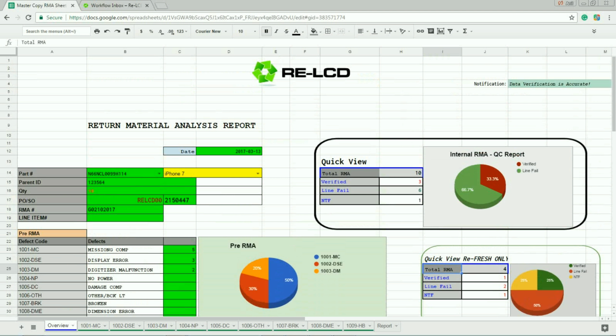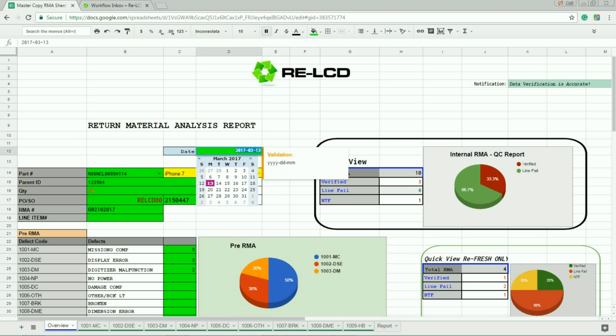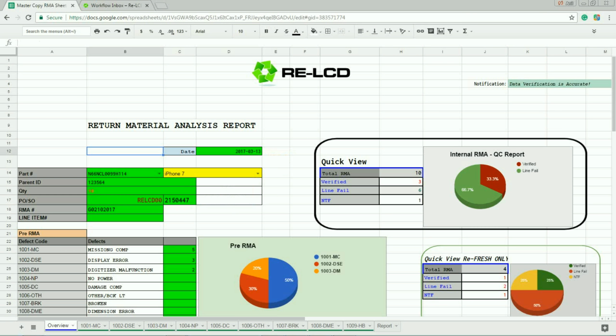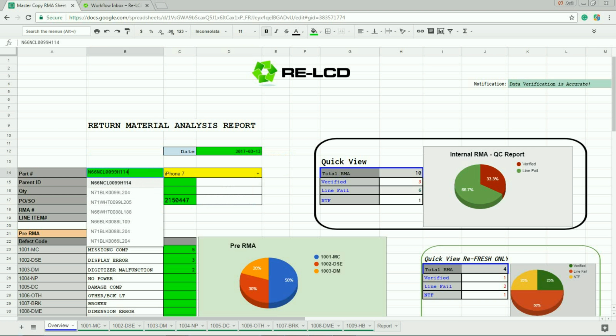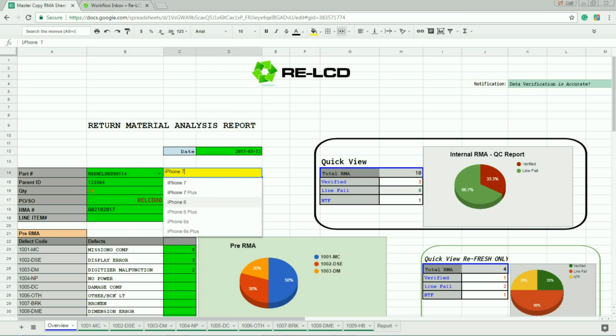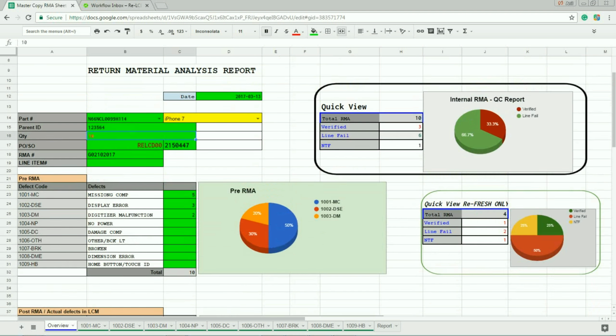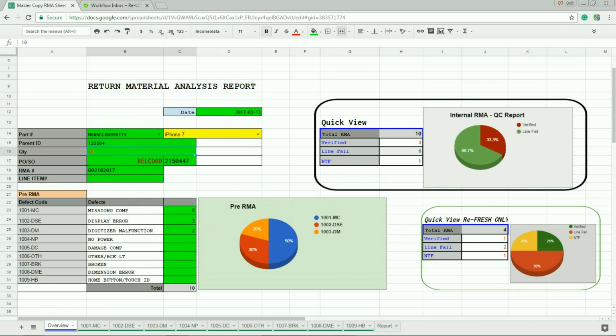The quick view basically gives us the whole idea of what the RMA looks like. It's going to give us the number for the verified, line fail, and no trouble found. On this RMA sheet, we can plug in today's date, the particular part number, part ID, what model they have, what parent ID they have, total quantity, any sales order, RMA number, and depending on the RMA, we sort them on the basis of the defect code, 1 to 9, and we sort them in different bins.